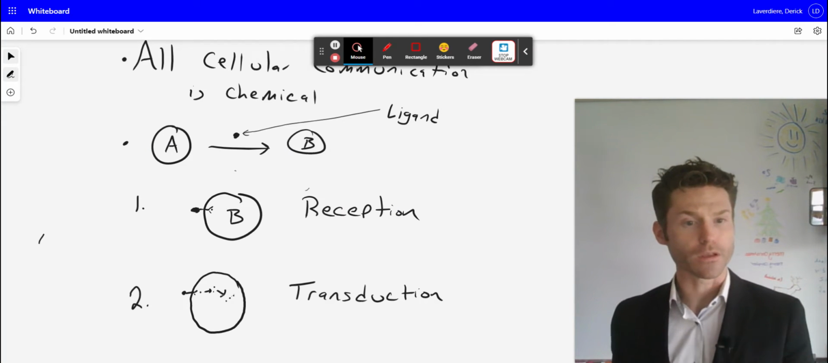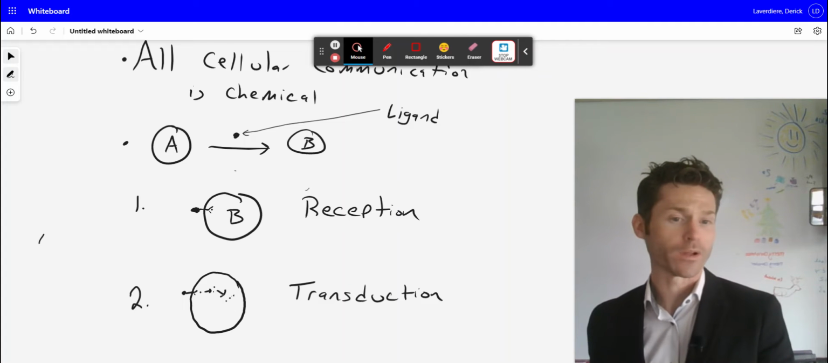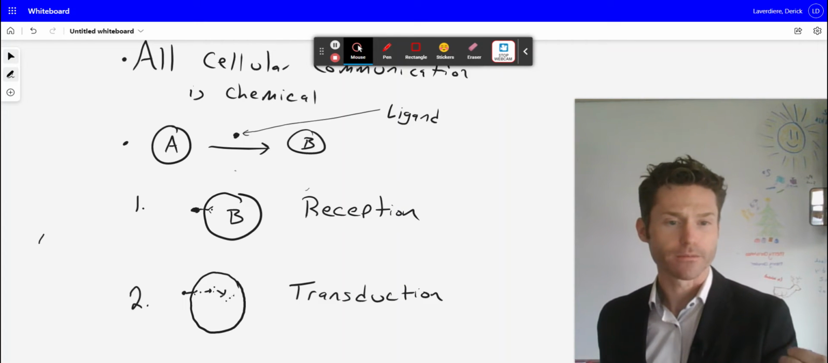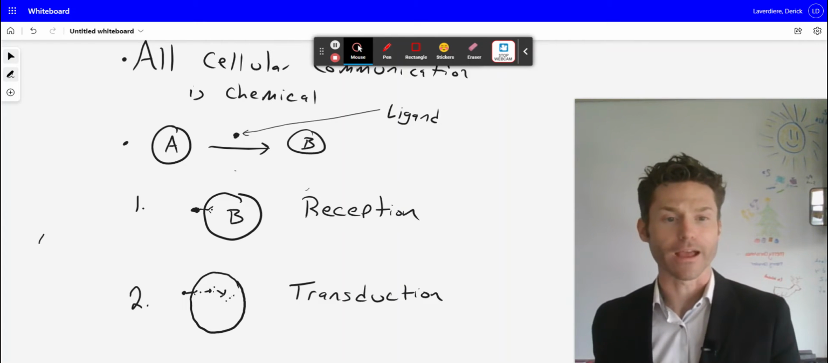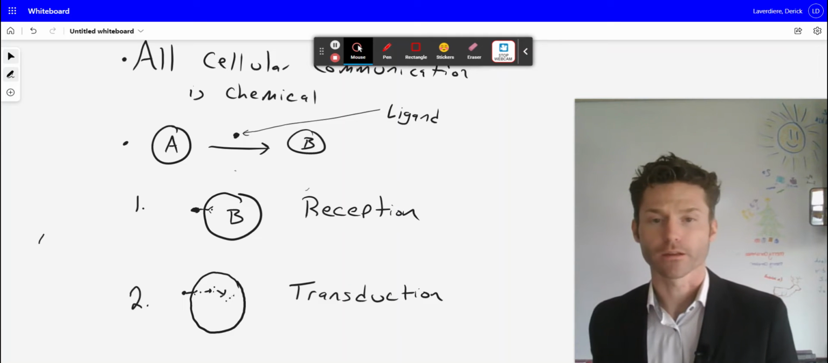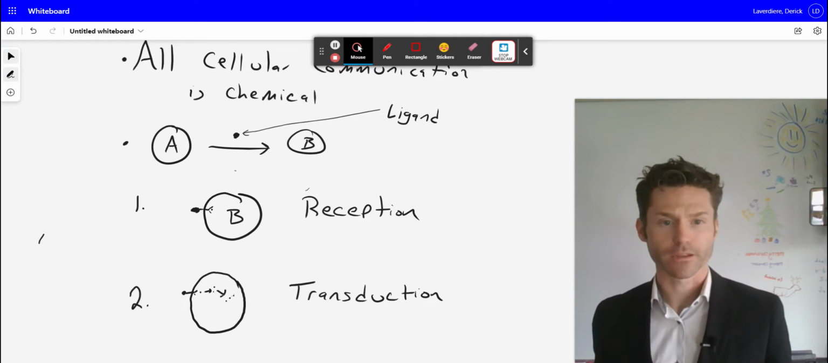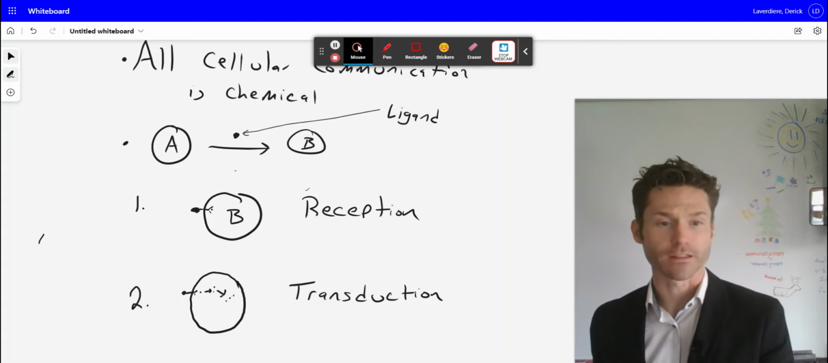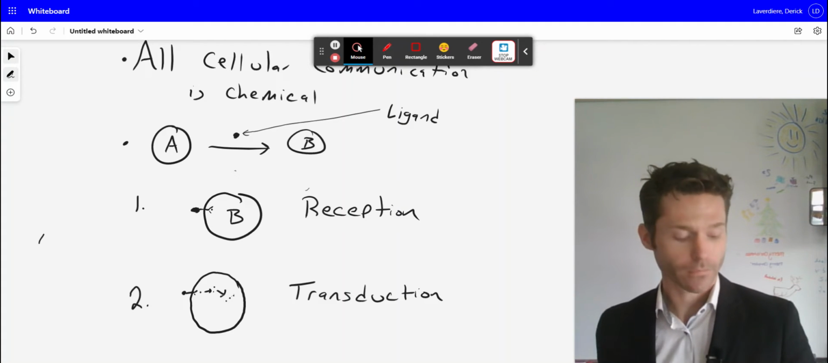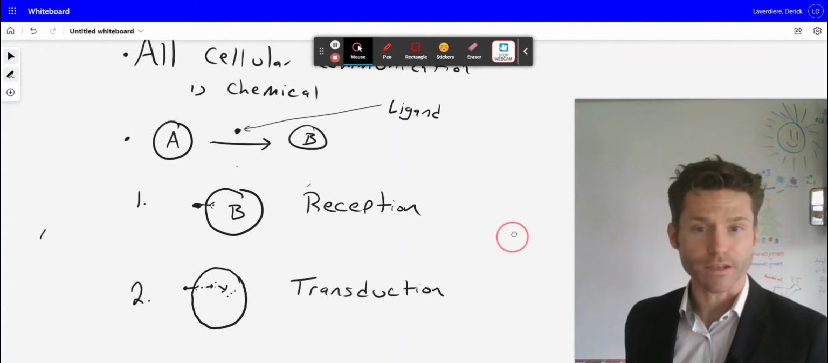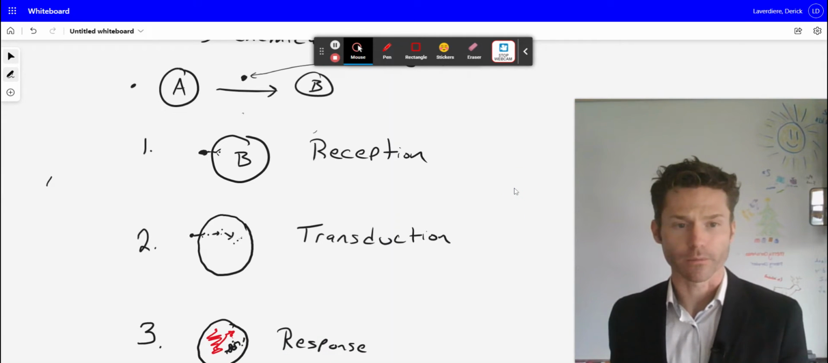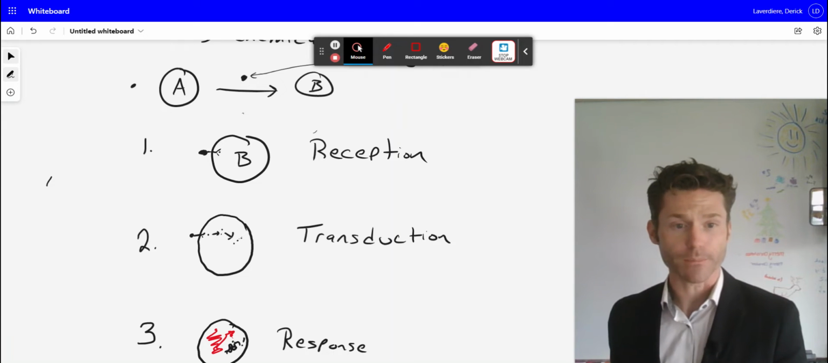Whatever the chemical is that is being transferred from one cell to the next to parlay that communication mechanism, to send that message, we're calling it a ligand. Okay? Doesn't matter what type of chemical it is. In this case, it is a ligand. As long as it's sending the message, it's a ligand. The whole process for all of cellular communication, regardless of what style we're talking about, has 3 steps.